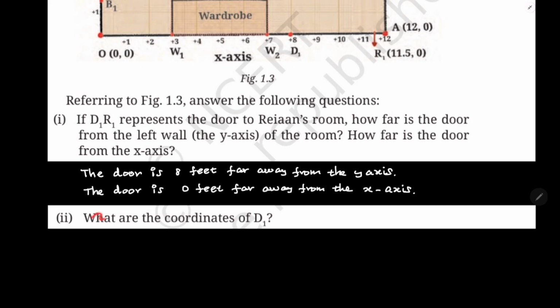The second question is, what are the coordinates of D1? This is point D1. The point D1 lies on the x axis at x equal to 8. So the coordinate of D1 is (8, 0). That is the answer for this question.